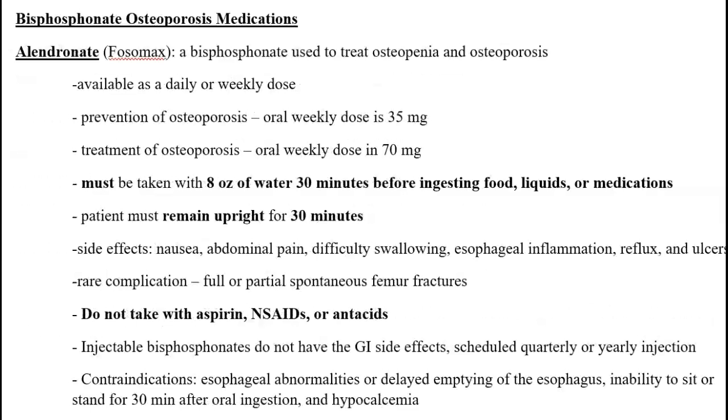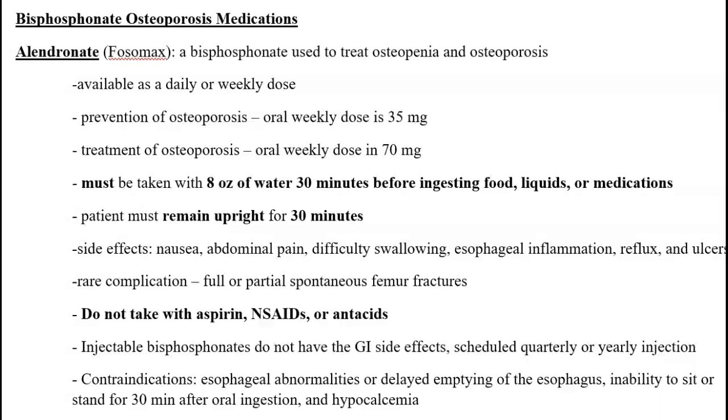One classification of medication used to treat osteoporosis is bisphosphonates. Your prototype bisphosphonate that you need to know is alendronate, brand name Fosamax. Fosamax is used to prevent and treat osteoporosis. It's available as a daily or weekly dose.